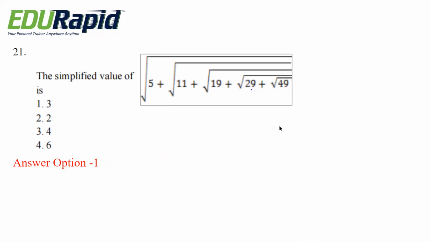Okay guys, here I covered almost all types of square and square root problems. Please log into our website EduRapid. There you will get a PDF of square and square root problems. There you will get plenty of problems. You can practice there. If you practice those problems, that will be more than enough.